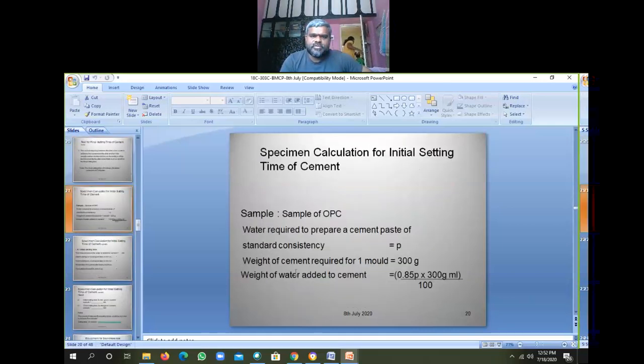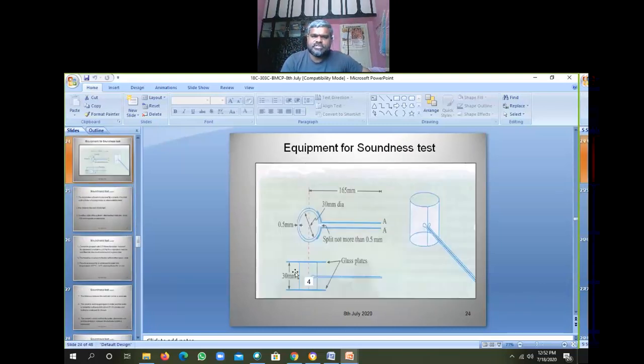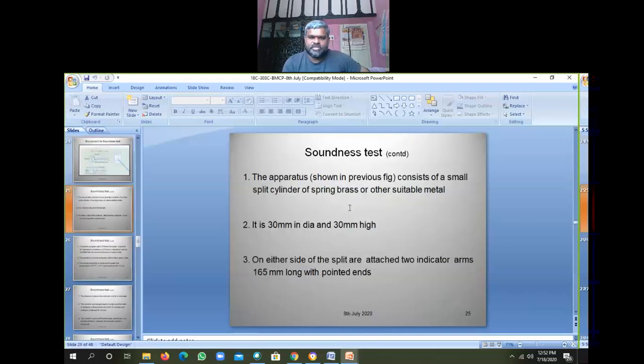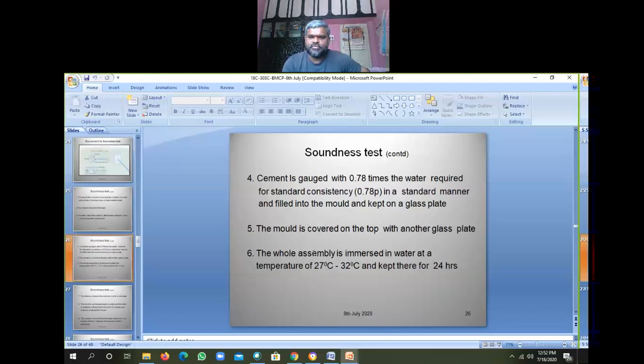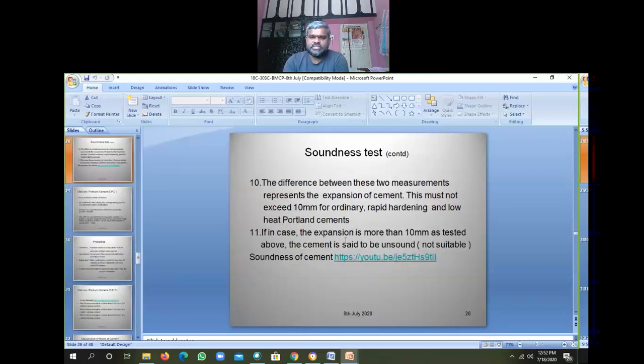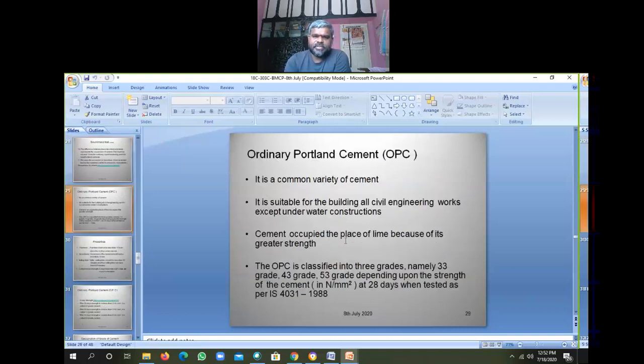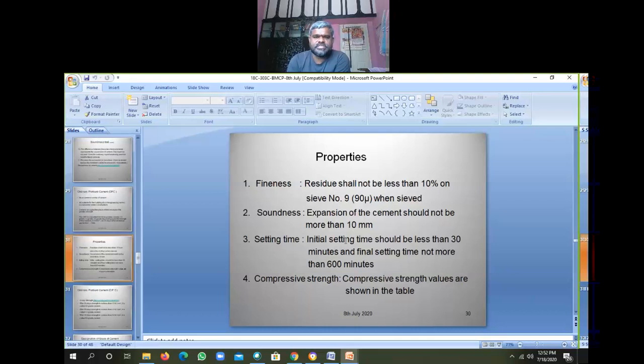We have also seen the soundness of the cement, which means taking the cement cast into the Le Chatelier apparatus, right? We immerse the cement sample in water and boil the water for 24 hours, at a temperature of 27 to 32 degrees, and we see the expansion of cement. The water added to the cement paste is 0.78 times the normal consistency. So normal consistency is said to be the heart of cement testing. All tests depend on the normal consistency.